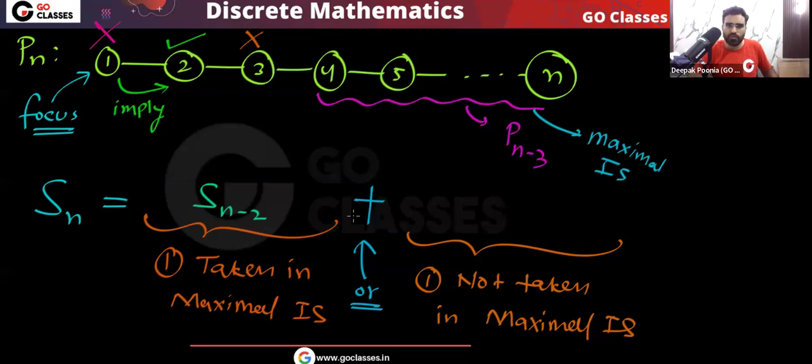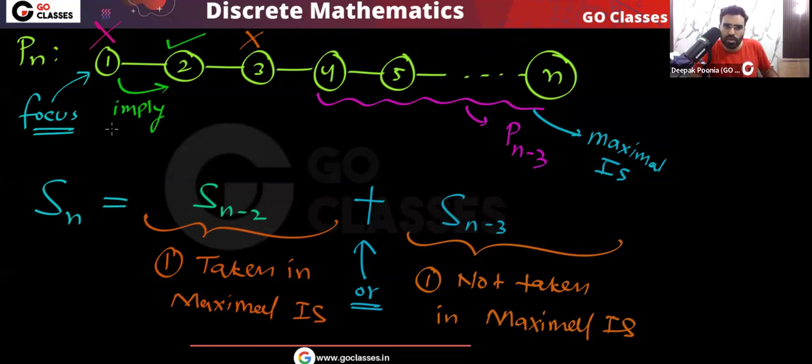Okay, yes or no? So finally, I can say that if you don't take 1 in the maximal independent set, then definitely 2 I must take in the maximal independent set. If I take 2, then 3 I cannot take. Now, from the remaining graph, that is Pn minus 3, I can make any maximal independent set. So I need to count the number of maximal independent sets in this remaining graph Pn minus 3. That will be equal to Sn minus 3.